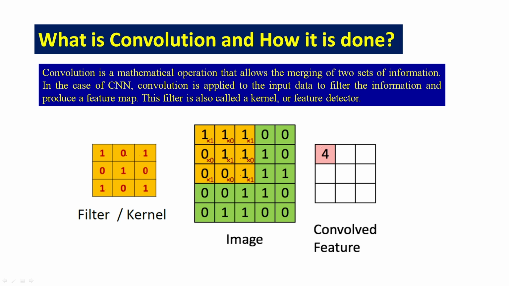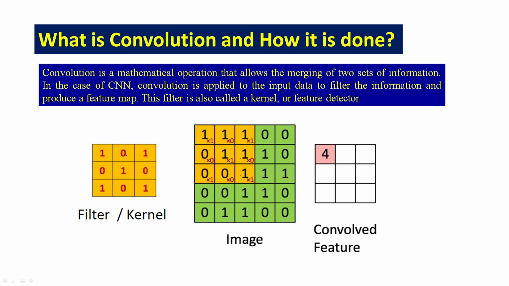So, then you bring the next patch. You can also have the next patch overlapping and then do this operation. That is what is called matrix multiplication, and this whole thing is a convolution. This is a mathematical operation that allows merging two sets of information. One is a filter, the other one is a patch. That is what is done.